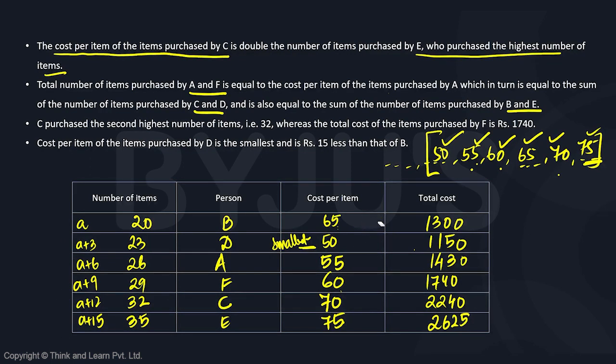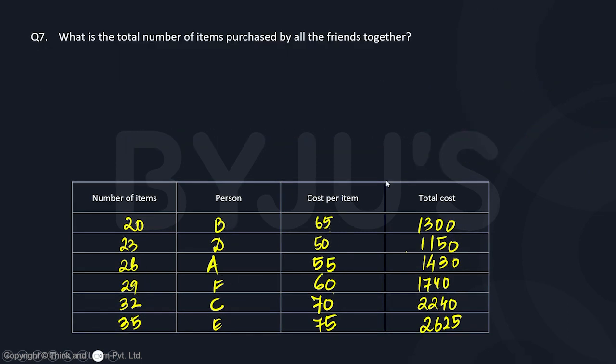I can remove these now. So this is the final table that we have. Let's move over to the questions. Question number 7. What is the total number of items purchased by all the friends together? So we have to add all of this.